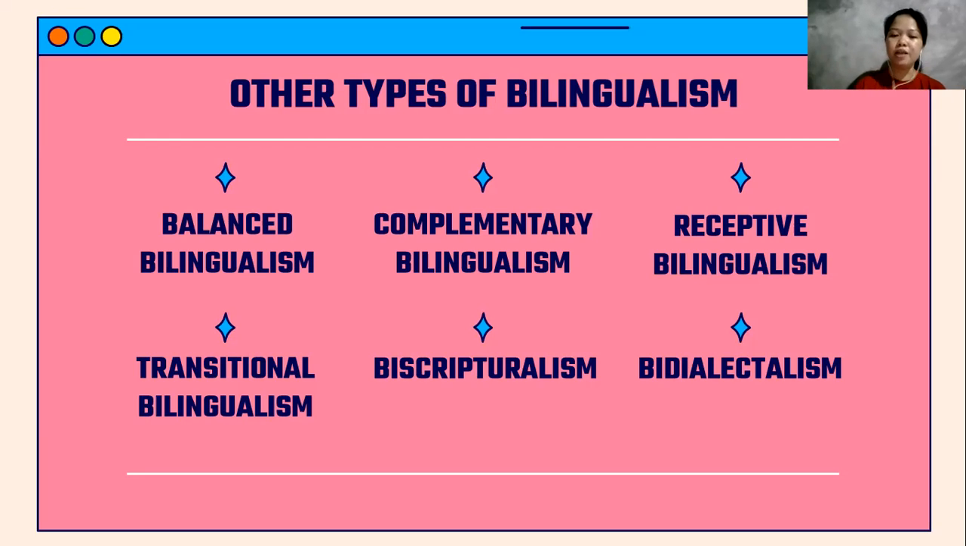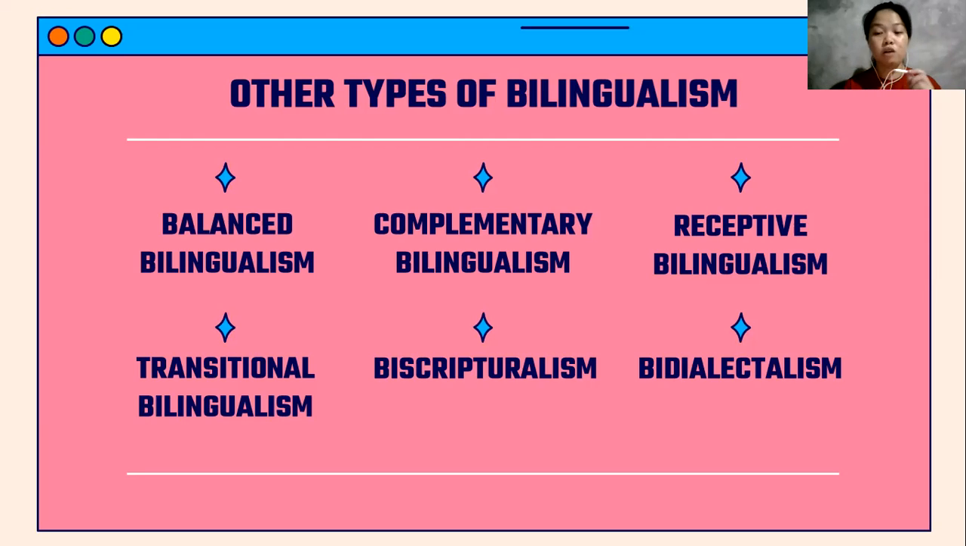Then you also have biscripturalism and bidialectalism. Biscripturalism refers to the ability to read more than one script of the same language. For example, in the Chinese language, they have the modern Chinese script and the traditional Chinese script. So if you're able to read both of them, then you are considered biscriptural.